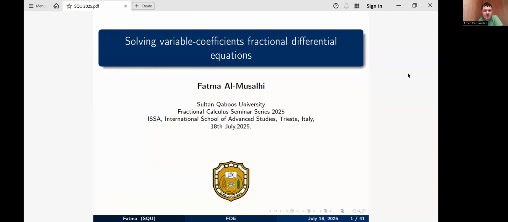She has published more than 10 research papers in indexed journals and presented at international conferences in Bulgaria, Finland, etc. She also serves as a peer reviewer for several high-level journals, and today she is going to speak to us about solving variable coefficients fractional differential equations. Please, the floor is yours.